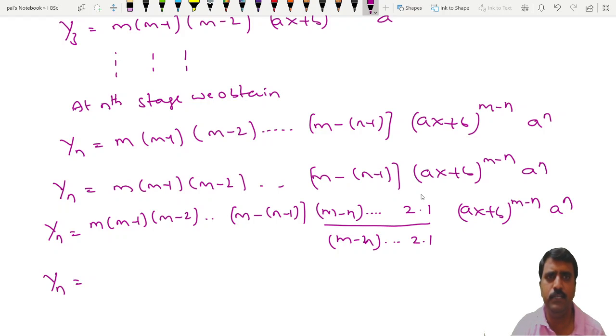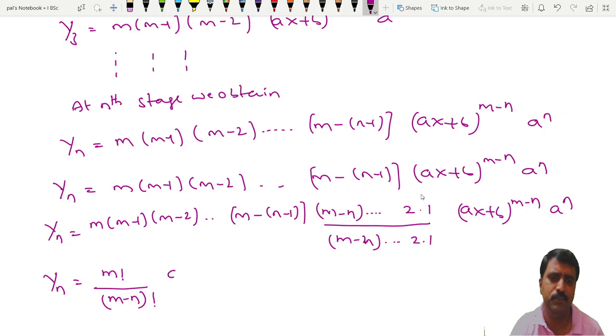So 1 into 2 into 3 up to 10 is 10 factorial, you can write. Like that, 1 into 2 into 3 up to m is there. You can write that the numerator is m factorial. Similarly, in the denominator we have 1, 2, 3, 4, 5, up to m minus n. So you can write that the denominator is m minus n factorial.